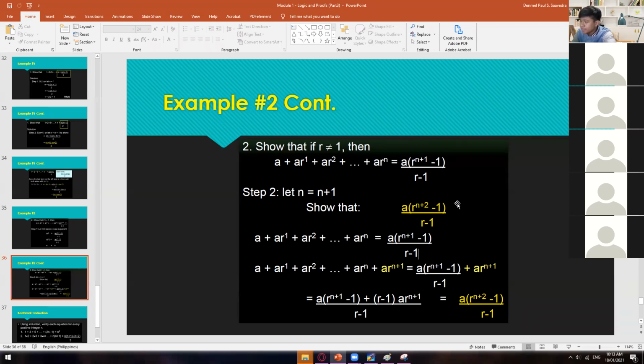From here, hindi na masyadong pinakita yung solution. But if you're going to make this n into n plus 1, we will have n plus 1 plus 1, which is now equal to this one, n plus 2. Gets so far? Kung paano tayo nag-come up with this one? Dito sa show that.